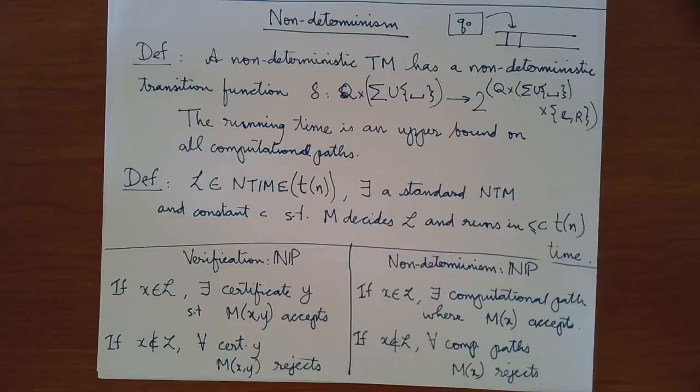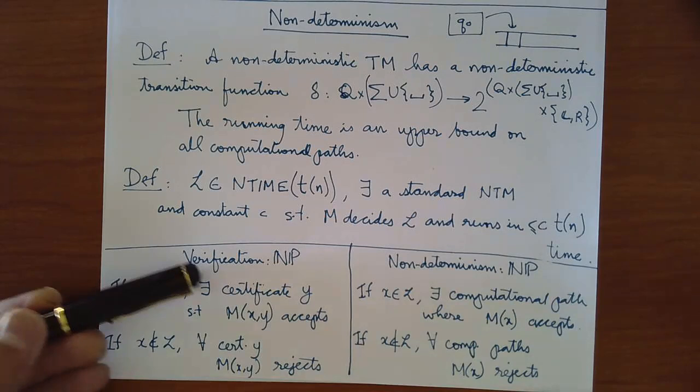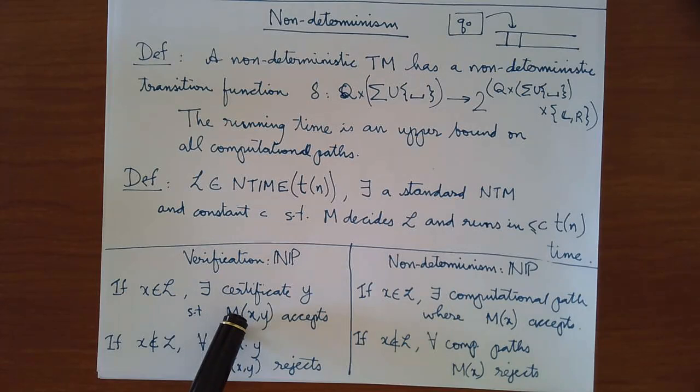Good. So what this basically means is that these two views are essentially equivalent. The verification perspective thinks of there being a certificate and a Turing machine that is just deterministic, whereas the non-deterministic view folds the certificate into the running of the Turing machine. So just as a quick question: if you had a non-deterministic Turing machine and you wanted to look at it from a verification perspective, what is the certificate?